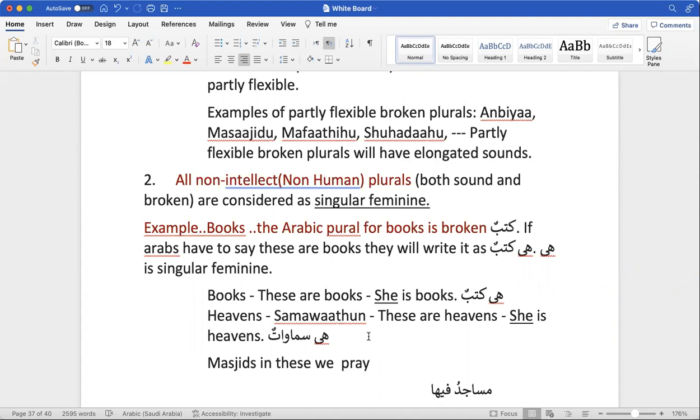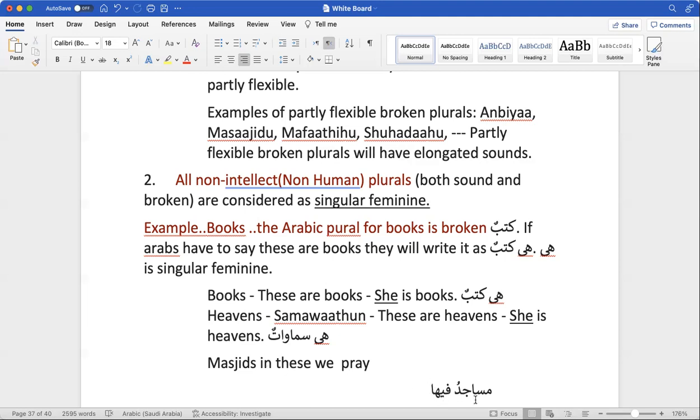Those generally will be used for plurals which are human. But in the case of non-human broken plurals or non-human normal plurals, when they treat them, they will always treat them as singular feminine. So if I had to say these are books, they will not say haulai kutubun, they will say hiya kutubun. Likewise, if I say masajids, in these we pray, they will not write ulaika or haulai here. They will write fi ha.